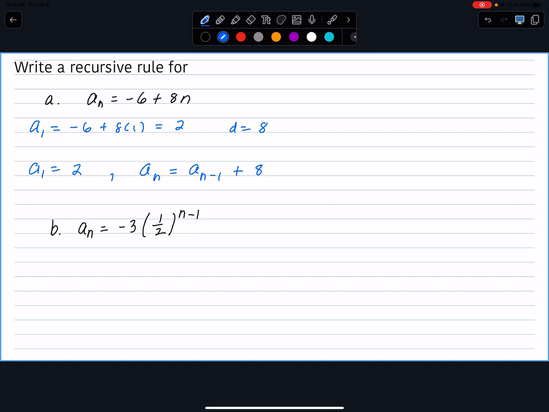So in this case, I'm going to say the first term is -3. In order to find the next term in the sequence, you take 1/2 and you multiply it to the previous term.